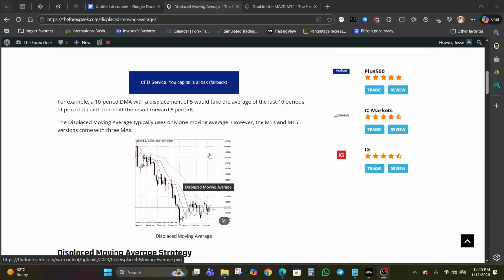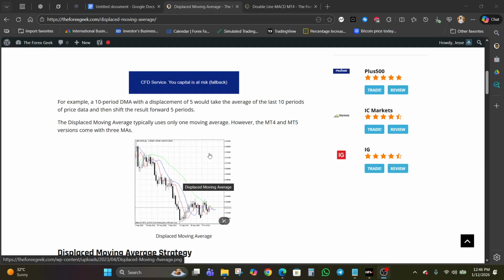For example, if you have a 10 period DMA, depending on the settings of the indicator, you can modify the settings, and depending on the period for the displaced moving average, if it has a displacement of 5, for example, it will take the average of the last 10 periods. That is, if you have a 10 period setting, you take the average of the last 10 periods of the price data and then shift the results forward by 5 periods.